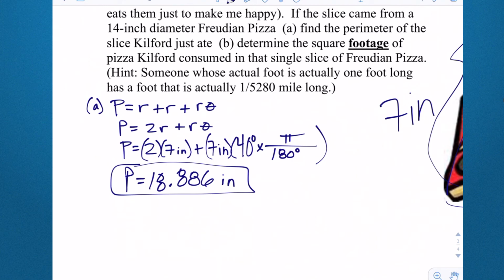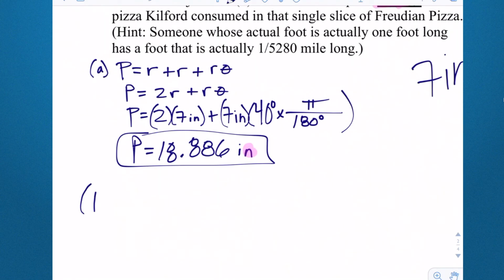Now, here's a little hint that might be helpful. Someone whose actual foot is actually 1 foot long has a foot that is actually 1/5280th of a mile long. Did you know that? It's a factoid. Maybe that'll help us. Maybe not. Now, the first thing that you're going to realize is that if we're trying to measure area in square footage, we're measuring length right now in inches. So we're going to have to do some kind of conversion factor.